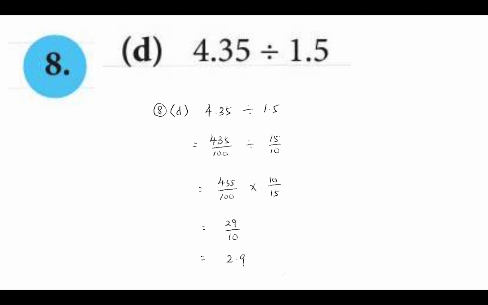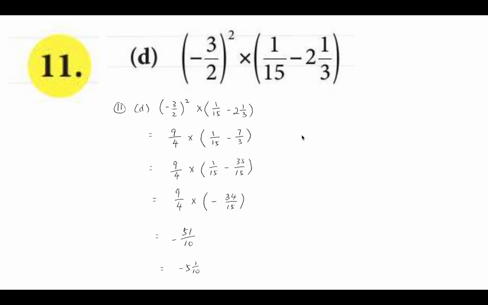Right, next we have the 4.35 divided by 1.5. So that will work out to be 435 over 100 divided by 15 over 10. Now, division is the same as multiplication of the reciprocal. So 435 over 100 times 10 over 15. So from here, it's quite easy to simplify, right? 435 divided by 15 is 29. Then we have 10 in the numerator, 100 in the denominator. That gives us 10 in the denominator. So it's 29 over 10, resulting in 2.9.